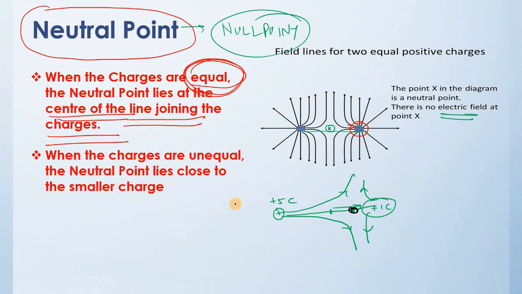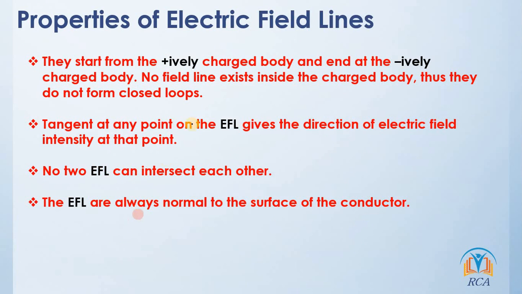So if there are two charges which are unequal, when I say unequal, that means both are going to have different magnitudes. Both are going to be positive or both are going to be negative, but one is going to have a higher magnitude as compared to the other. So in that particular case, the neutral point will lie more towards that particular charge which has the smaller magnitude. Do we all understand that thing? Simple concept, right? Great.